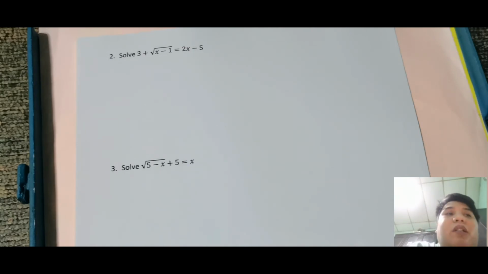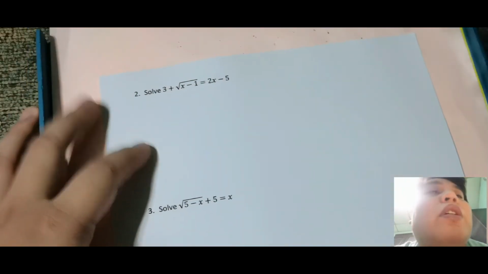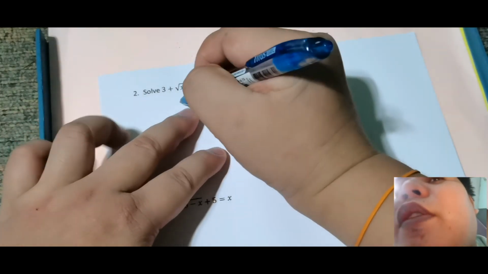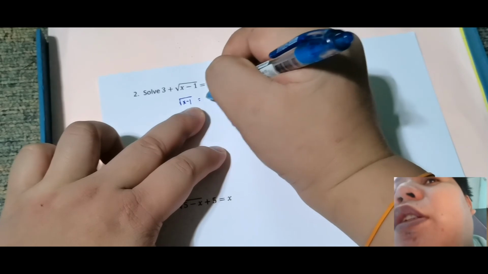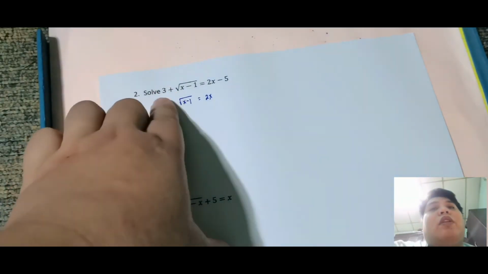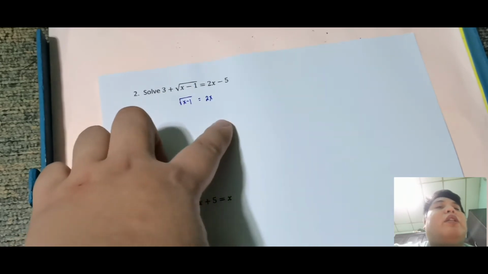So ganun ulit. Simplify muna natin siya in such a case na dapat yung merong radical is nasa isang side lang, yung walang radical is nasa kabilang side lang. Okay, so in this case, this is square root of x minus 1, which is equal sa 2x. So yung 3 tatranspose dun. So that is negative 5 minus 3, that is negative 8.